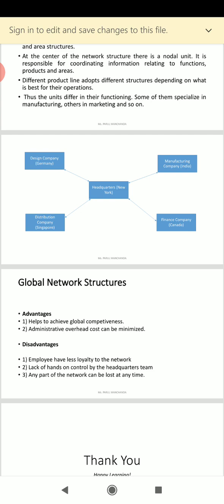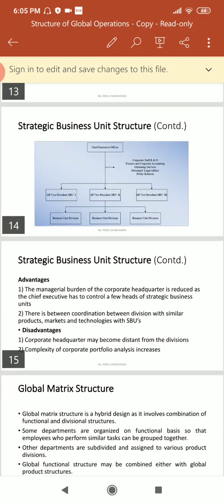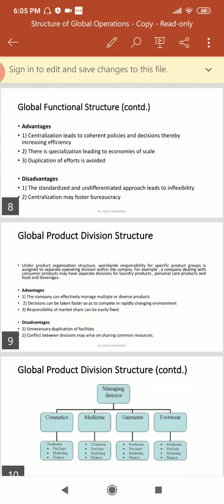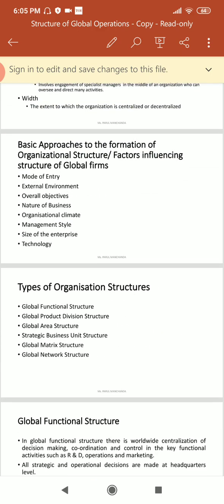Now, just providing you a conclusion to this topic. A global firm may adopt any of the structures which we have studied so far. We have already covered all these types of structures. I cannot say that the functional structure is good, or the product structure, the area structure, the business unit structure, matrix, or network is good. It entirely depends upon the nature of the product you're handling, the kind of manufacturing and marketing locations you have, and the various requirements you have as an organization.